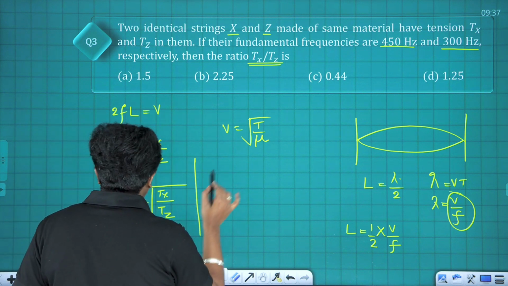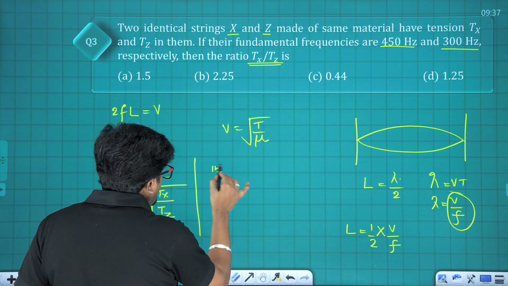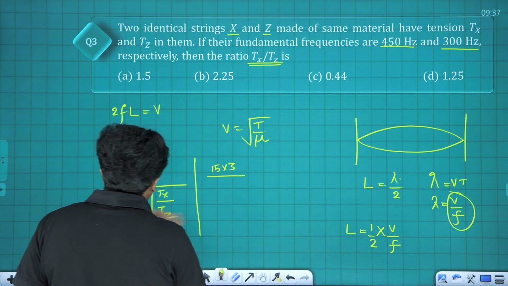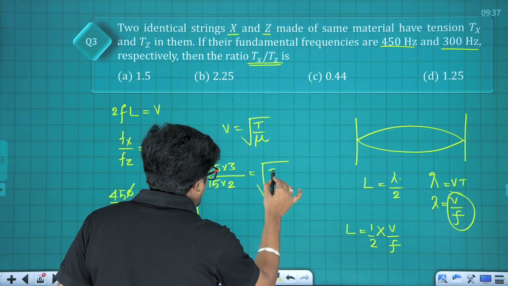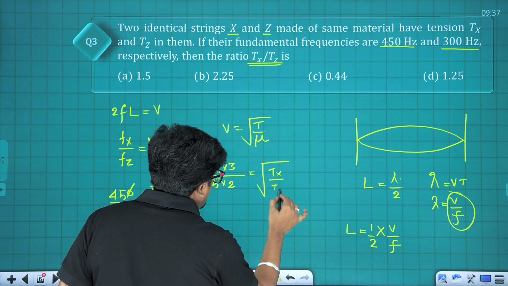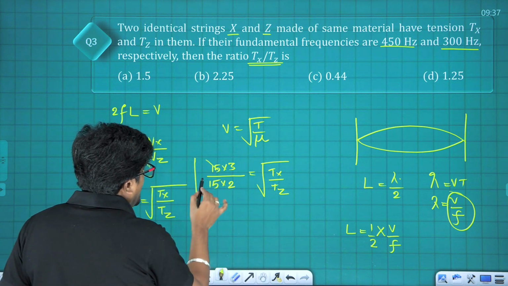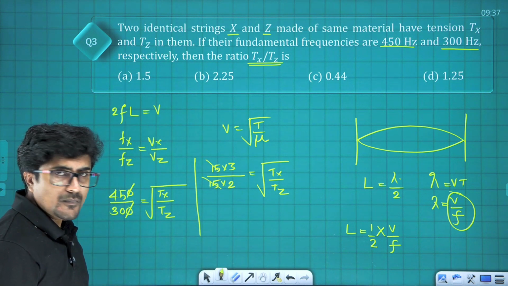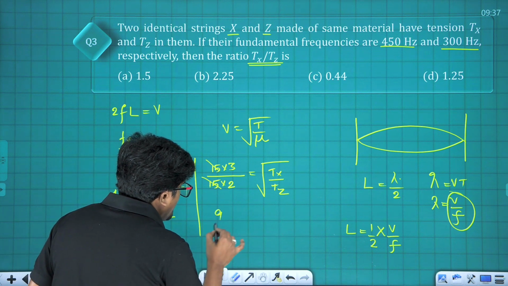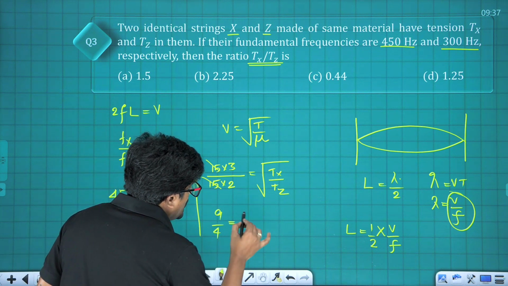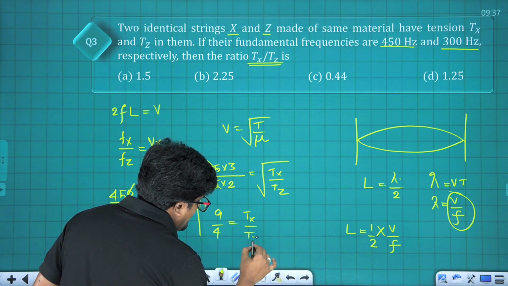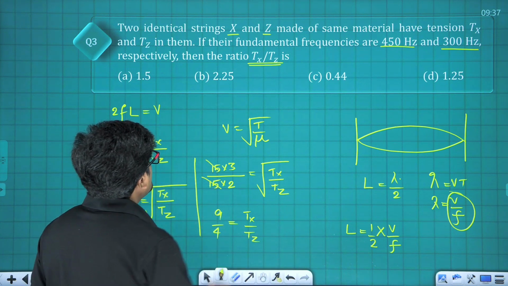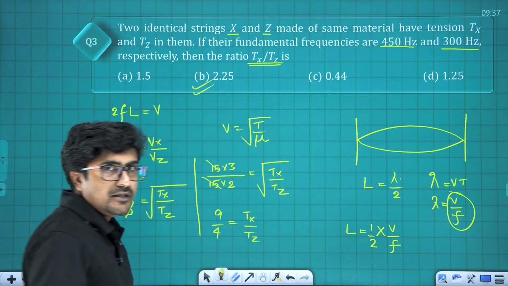Now here 45 can be written as 15 into 3, and 30 can be written as 15 into 2. That's equal to root of Tx upon Tz. 15 and 15 will cancel. Alright, squaring this, 9 by 4 is going to be Tx by Tz. And 9 by 4 is 2.25. Option B must be the correct answer here.